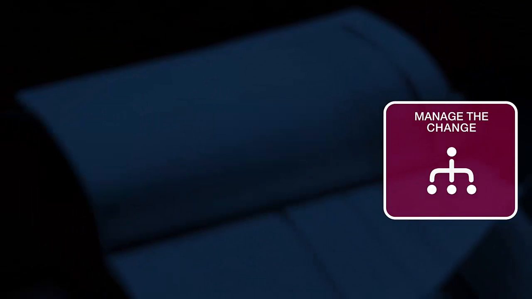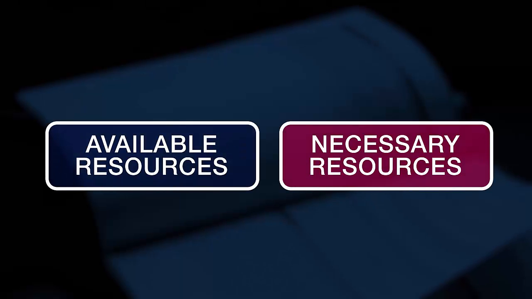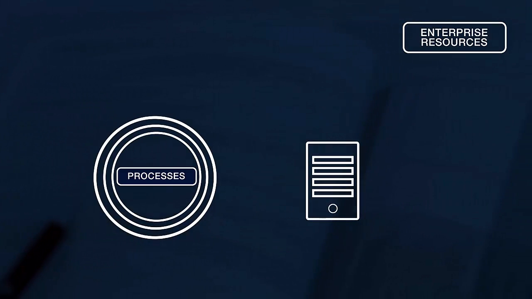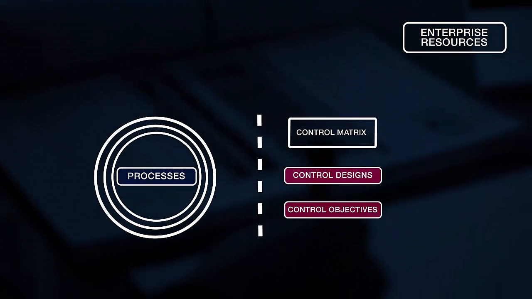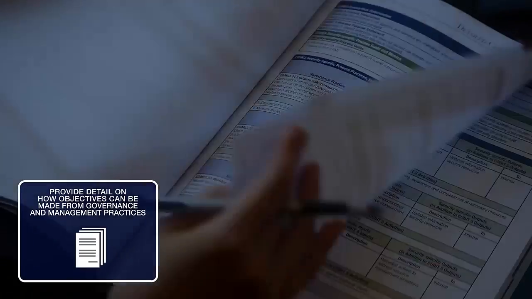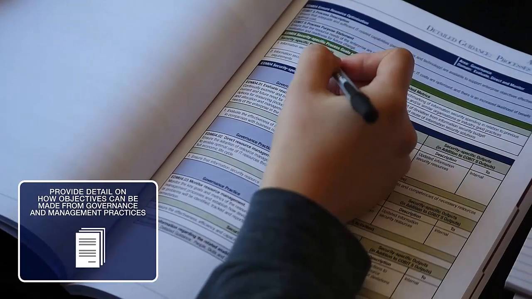As you plan, work, and manage change, you need to understand the difference between available and necessary resources. Enterprise resources need to tie processes into the internal control environment, which will likely have risk and controls detailed against a control matrix of control designs and control objectives. Plan to provide detail on how control objectives can be made from governance and management practices.